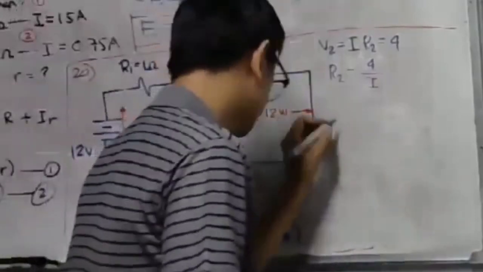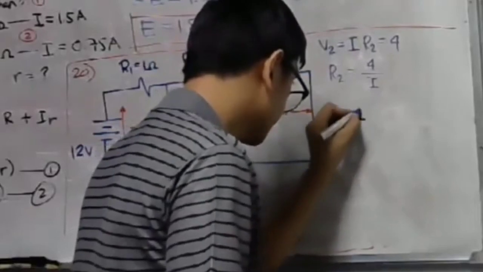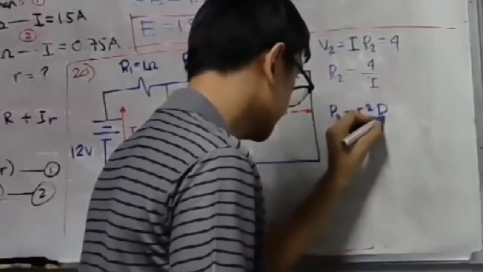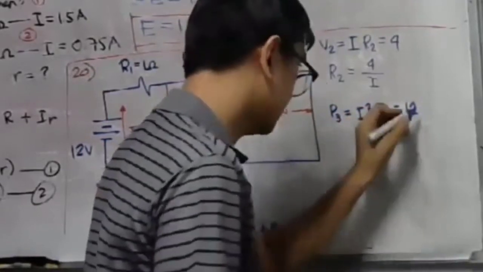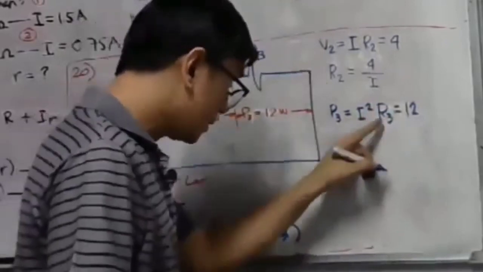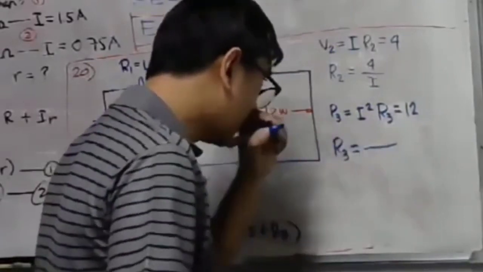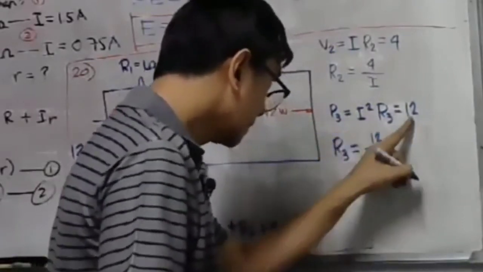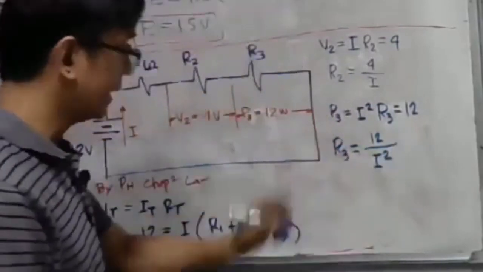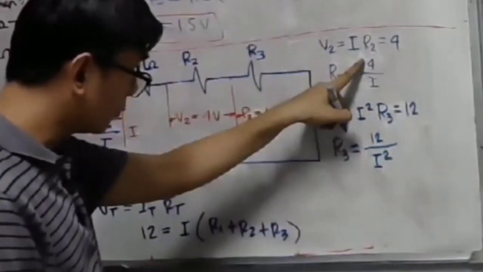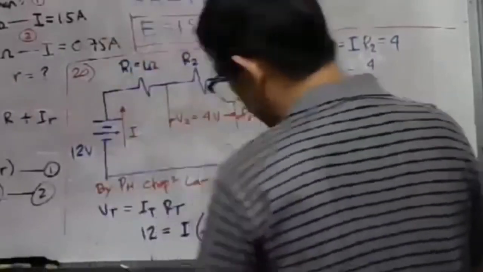What is our P3? Our P3 is simply equal to I squared R3. That is given to be 12 watts, sorry. What is our R3? It is equal to 12 over I squared. The R2 is 4 over I. So let us substitute into our working formula here. This is our working formula.